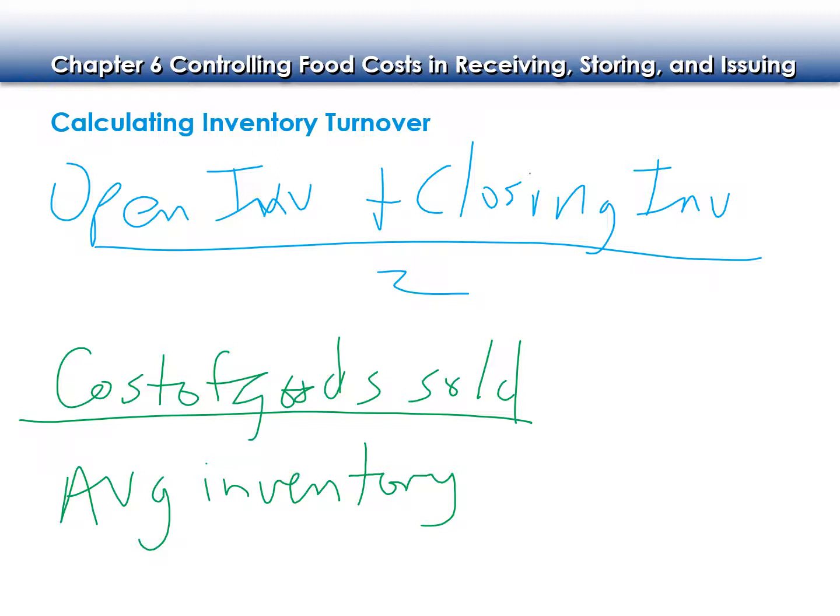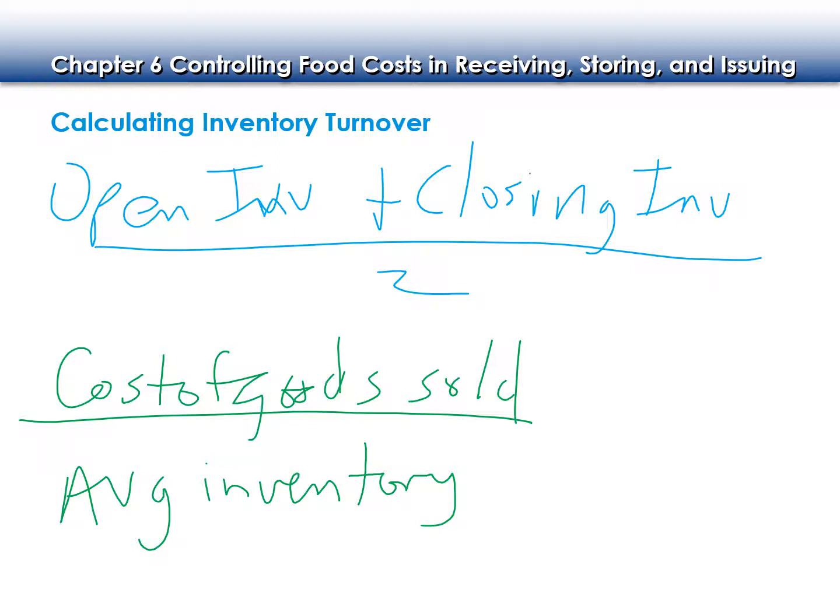And that average inventory tells us on hand about how much dollar amount in inventory we've had on average throughout the month or throughout the period. Okay, it can be a week, it can be a day, it can be whatever. Okay.